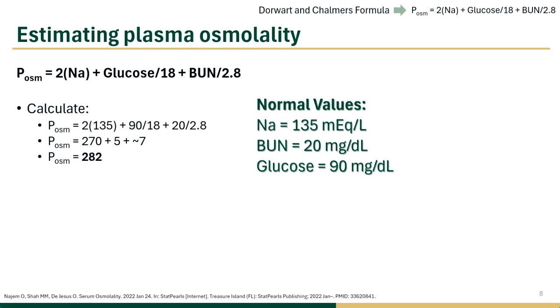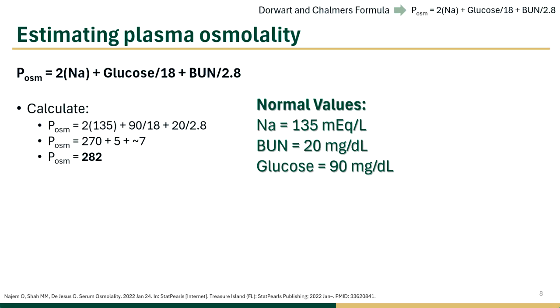So in this case, the example I give you, normal values 135, 20, and 90. Those are just kind of values I threw out there. The formula is called the Dorwart and Chalmers formula. It's two times the serum sodium plus the glucose divided by 18 plus the BUN divided by 2.8. That is basically the contribution of those factors towards osmolality. I won't go into how it's derived, but I want you to be able to recall and use it on the exam.